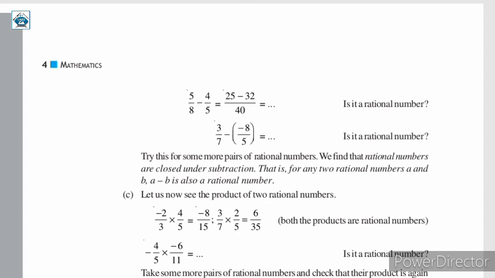You can try for some other pairs of rational numbers as well. You will find that for any two rational numbers a and b, a minus b is also a rational number. That is, we can say that rational numbers are closed under subtraction. दो rational numbers को subtract करेंगे तो हमें answer भी rational number ही मिलेगा.